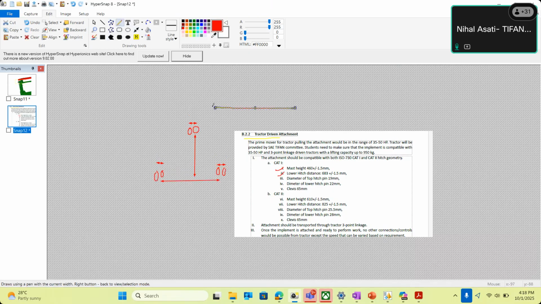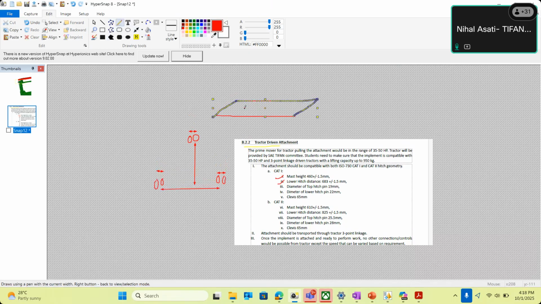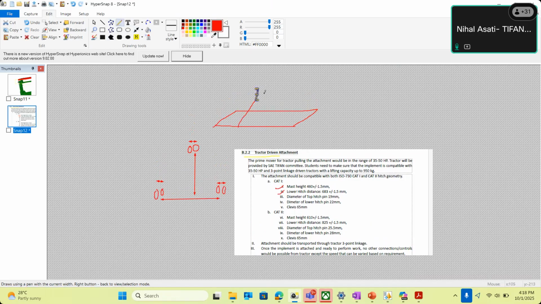If this is your frame in a square pattern, that will have some kind of attachment structure provided, like this. So the distance between these two points, the height of this point along with the required diameter of the pin size which will attach with the tractor, is mentioned here.